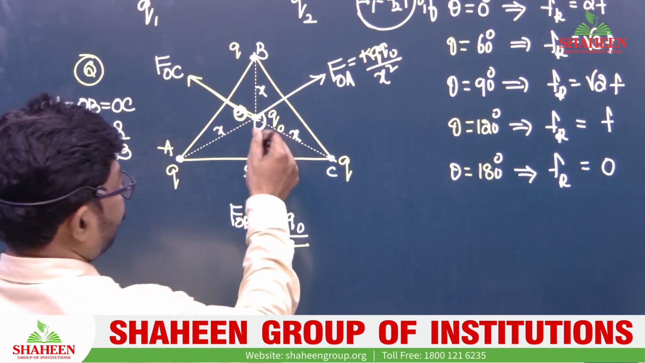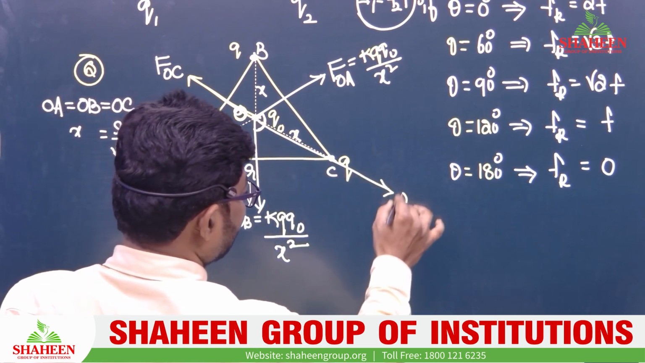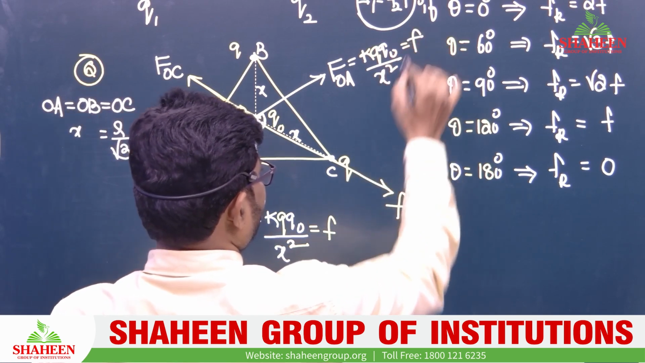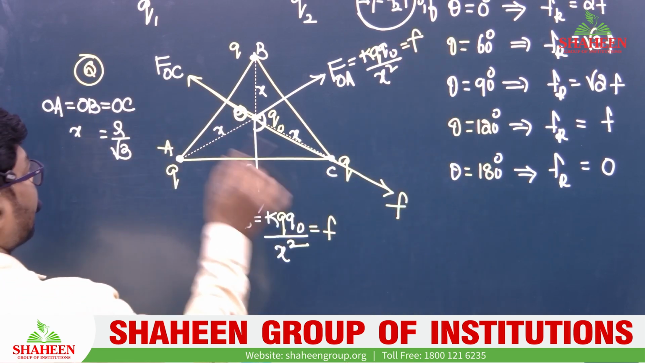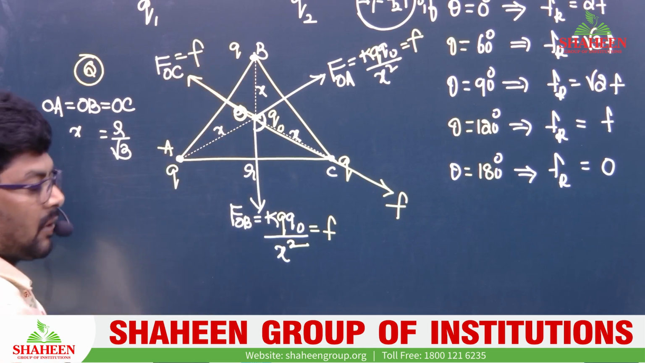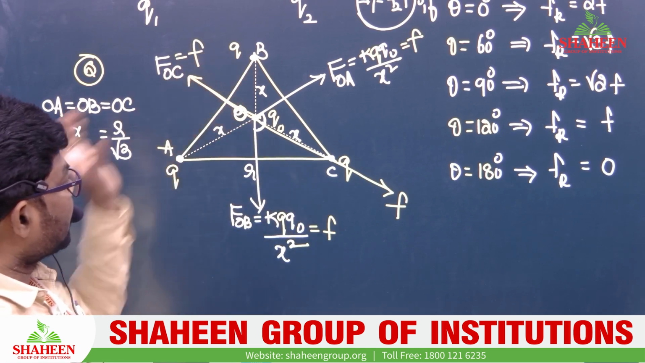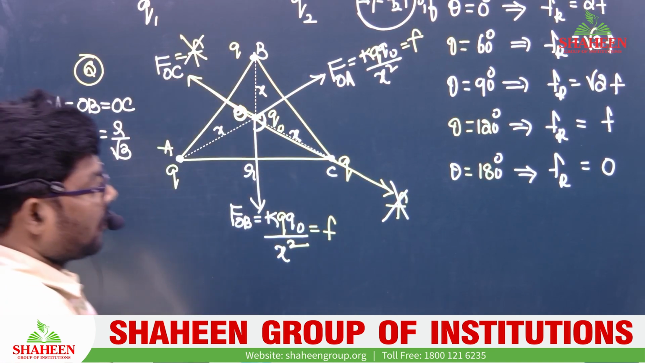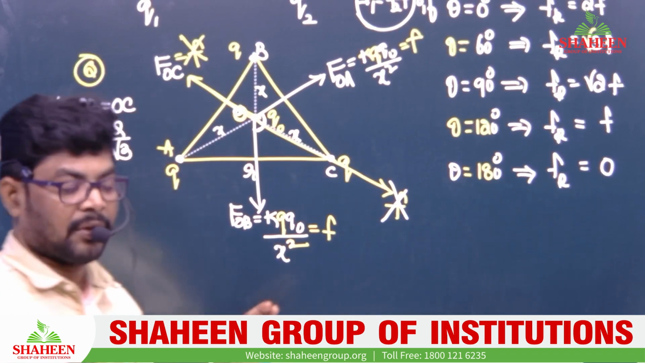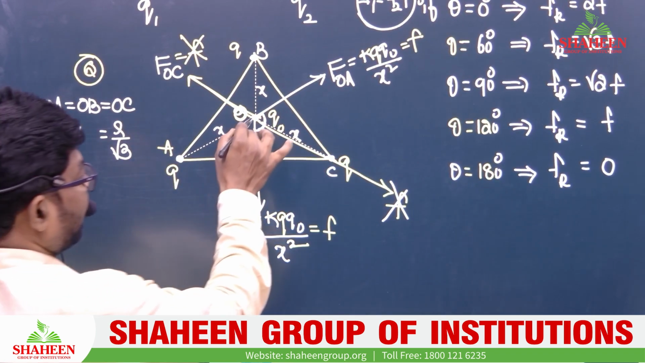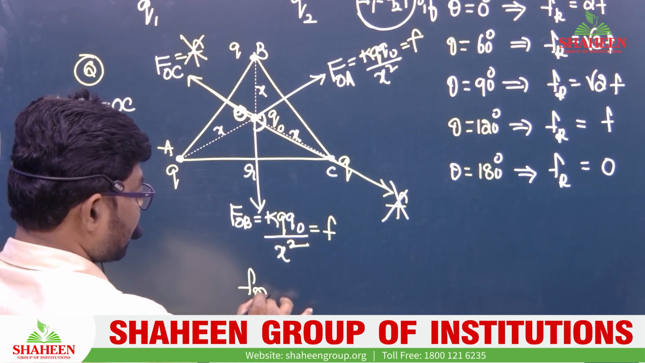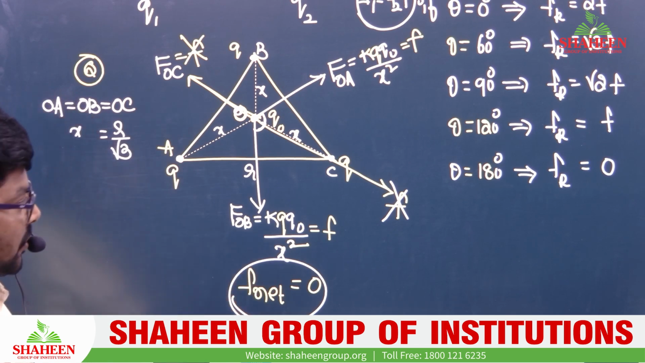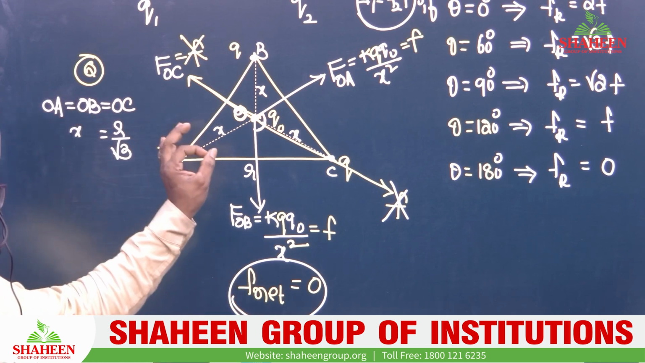So the resultant force in this direction is F. If this is F, the resultant force is also F, and this is also F. Then the net force, both will be opposite, at 180 degrees. Net force is equal to 0. So what is the net force at the centroid? 0. The net force on the centroid is 0. Very easy, very simple question.